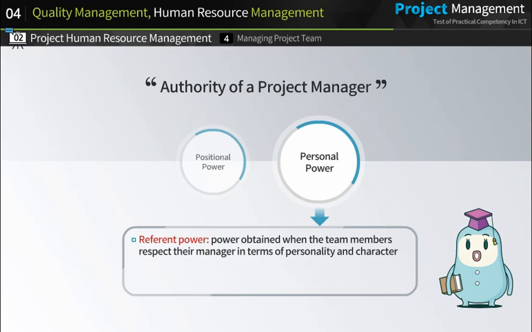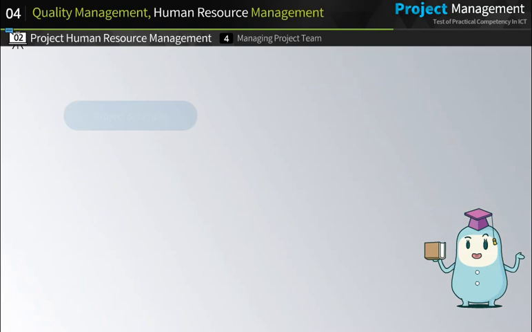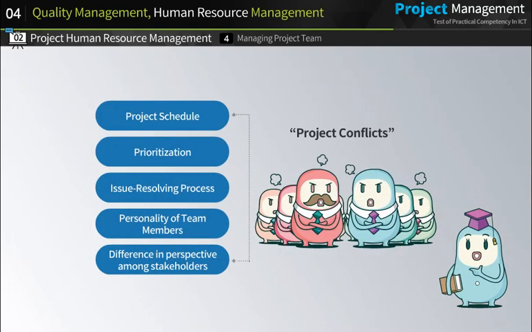Referent power is the power obtained when the team members respect their manager in terms of personality and character. Expert power is the power obtained when the manager commands good expertise in a certain technology or field of business. In general, a project team may face different conflicts due to project schedule, prioritization, issue-resolving process, different personalities of team members, difference in perspective among stakeholders.